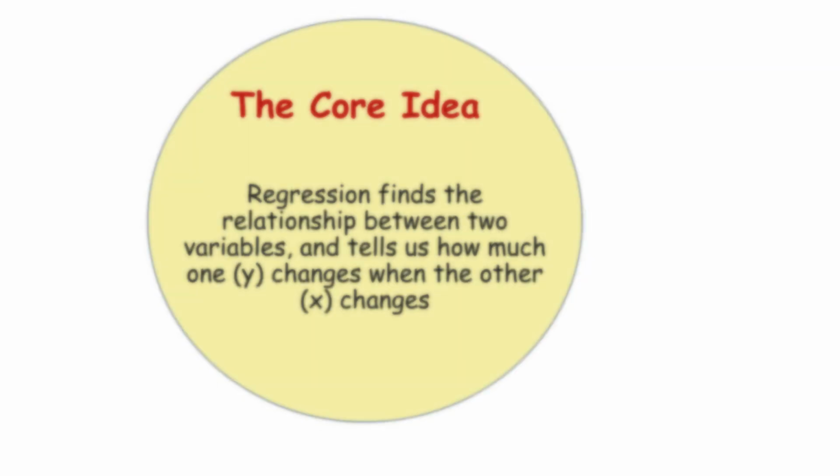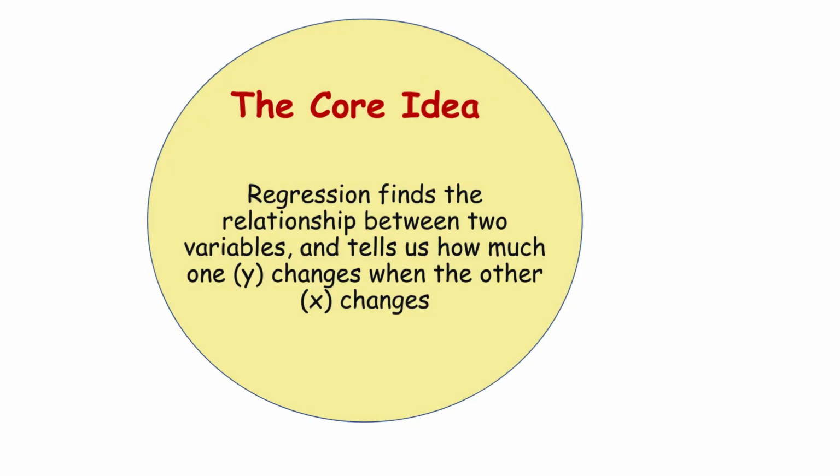The core idea. Here's the simplest definition. Regression finds the relationship between two variables and tells us exactly how much Y changes when X increases by 1 unit. That's it. Everything else builds on this one idea.